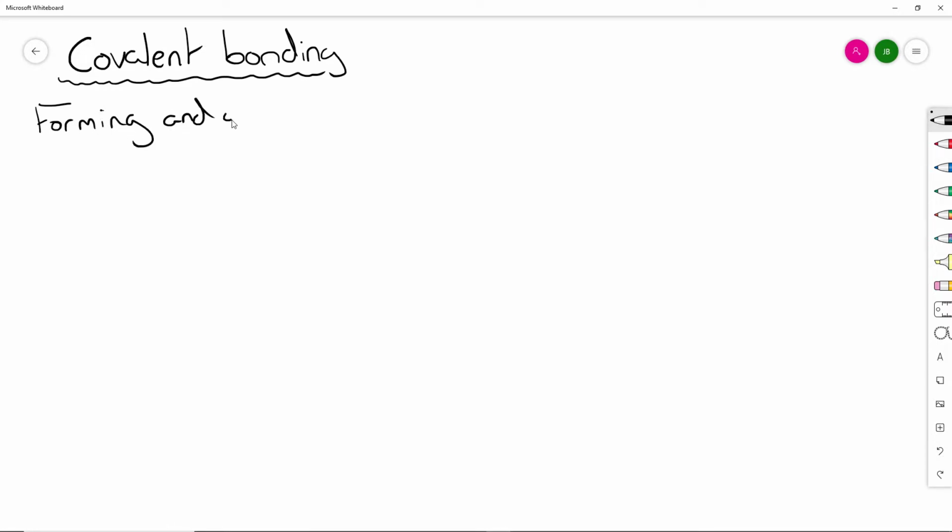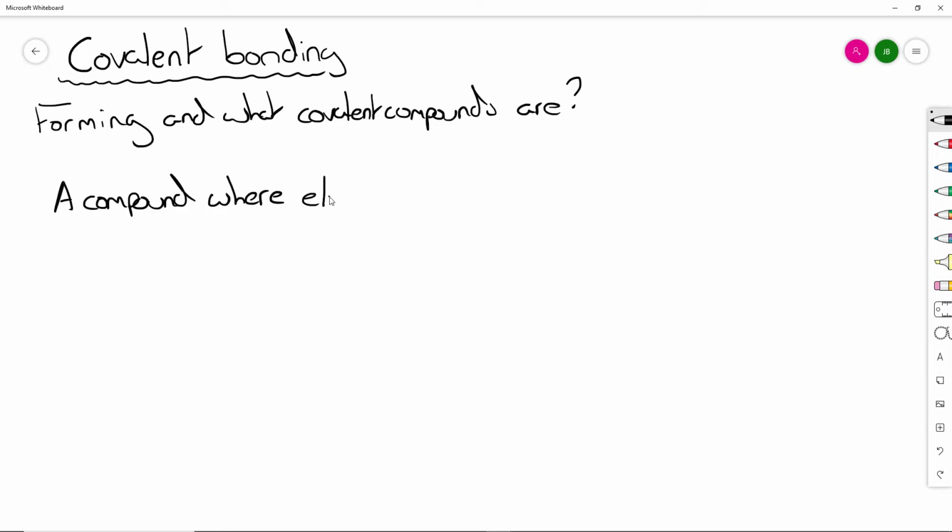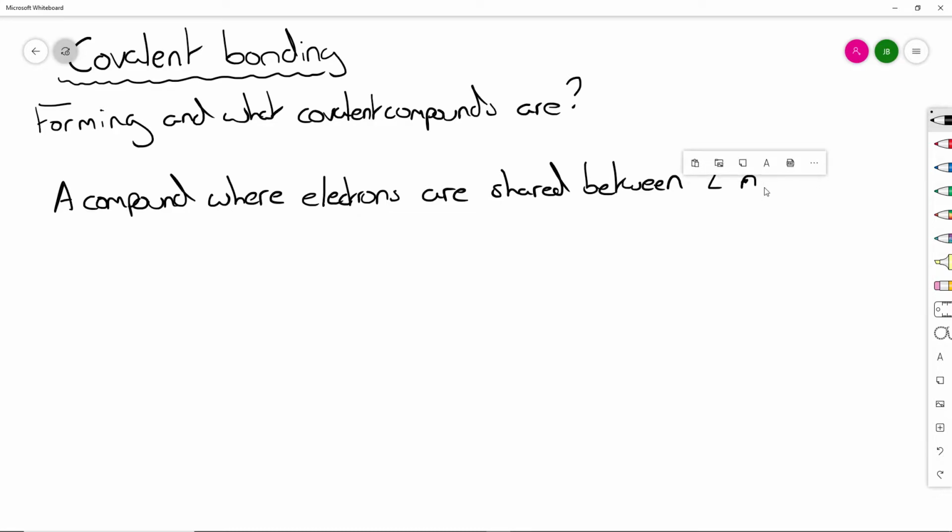Right, first of all, let's talk about forming and what covalent compounds are. So, first of all, it is a compound where electrons are shared between two non-metal atoms.